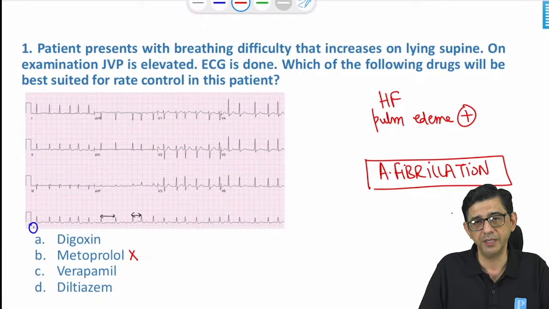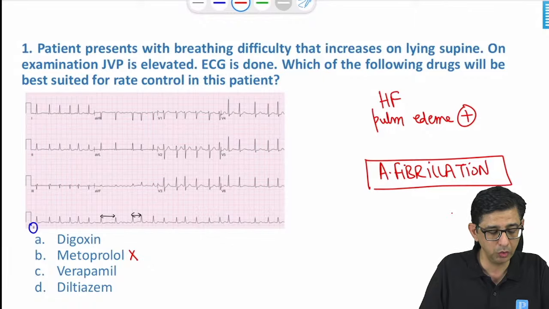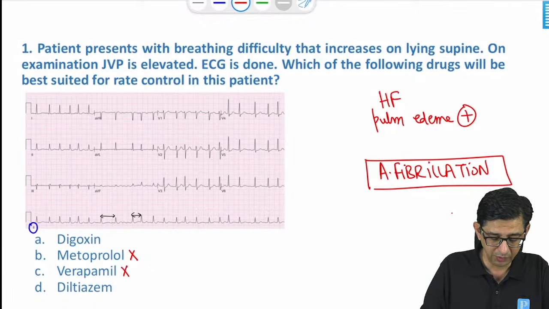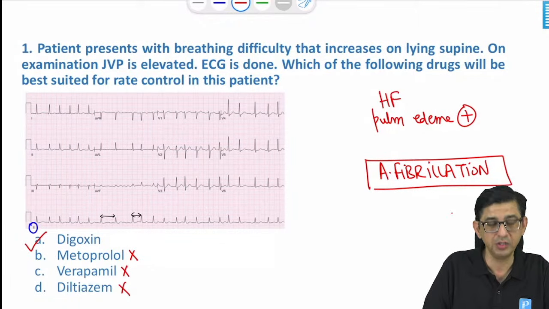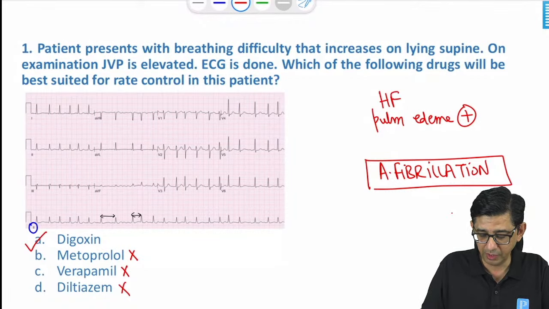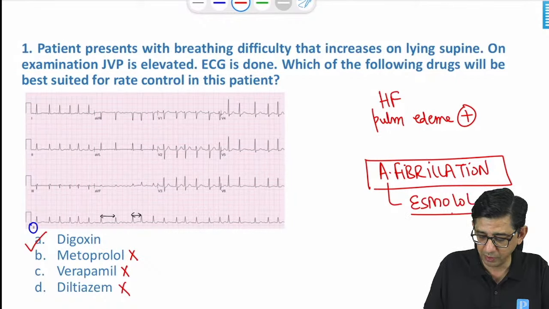Pulmonary edema agar present hai, jo pulmonary edema wale patient mein tum beta blocker aur calcium channel blocker dono hi use nahi karte hain. The answer for this question is option A, that is digoxin. I've explained this also, that atrial fibrillation ke rate control ke liye esmolol hai, but you must always be very, very careful about that.